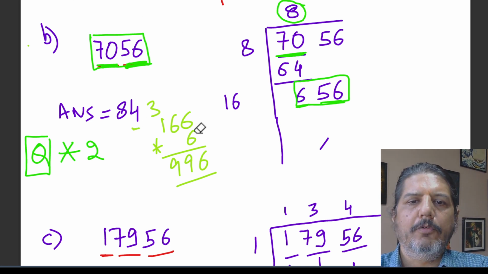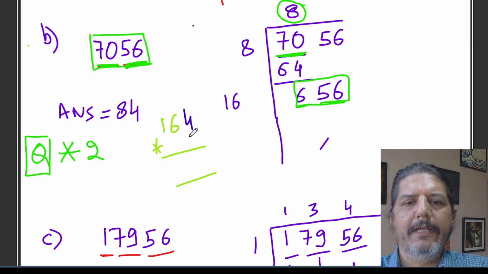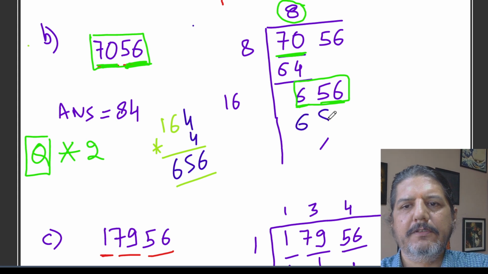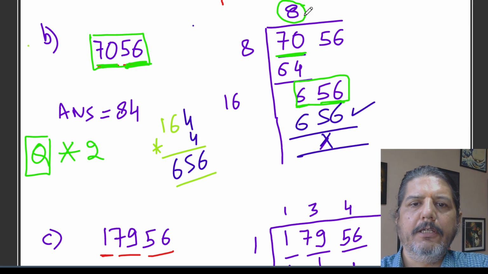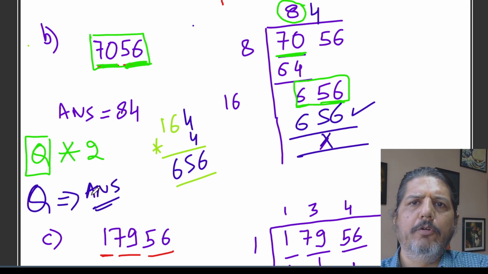So the number which I am looking for is 4. Why? Because if I multiply like this, 4 fours are 16, 6 fours are 24, 25, 4 on the 1 is 656. So 656 is the correct number which I can put here, and my answer would be the quotient. I hope it is making sense.